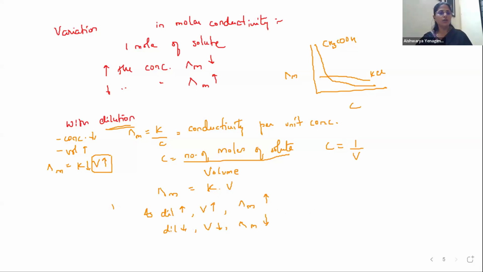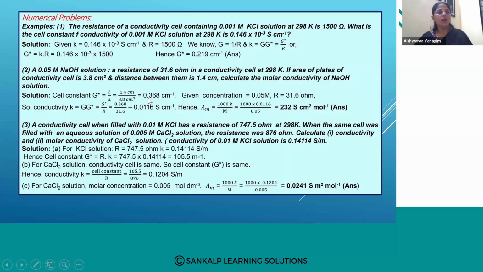Fine. So here they have taken a numerical. You can see here, I'll take the second one, the easy one. You all will do it; I'll just tell you how it can be done. A 0.05 molar NaOH solution has a resistance of 31.6 ohm in a conductivity cell at 298 Kelvin. If the area of the plates of the conductivity cell is 3.8 cm squared and the distance between them is 1.4 centimeter, calculate the molar conductivity of NaOH.